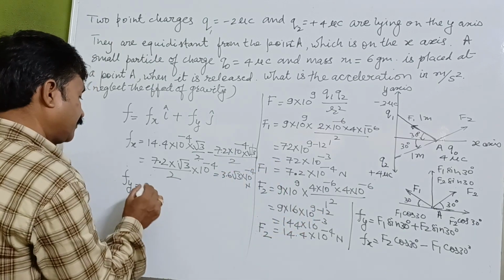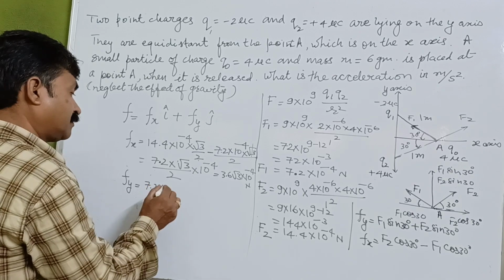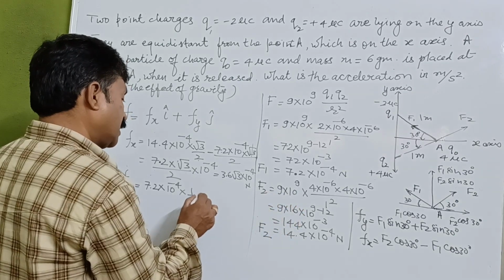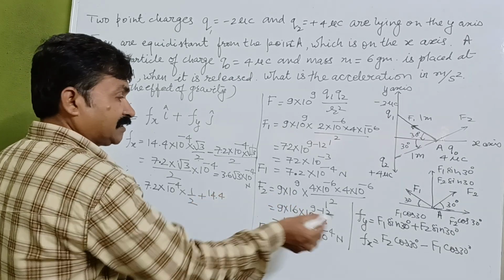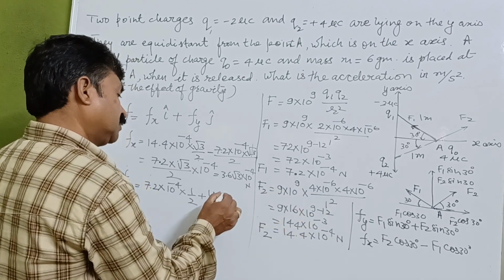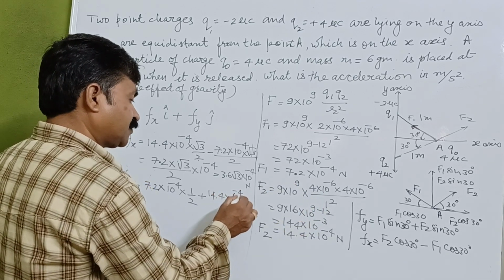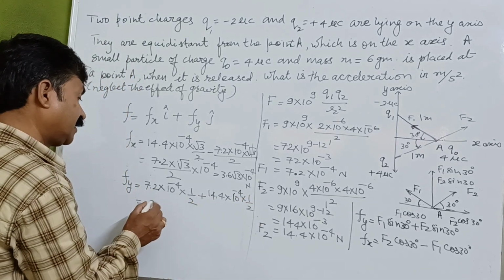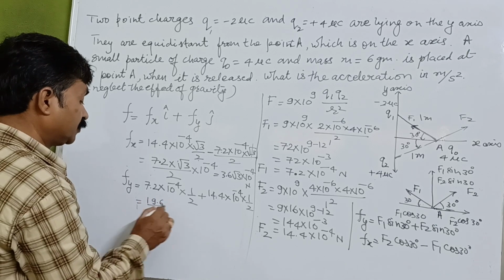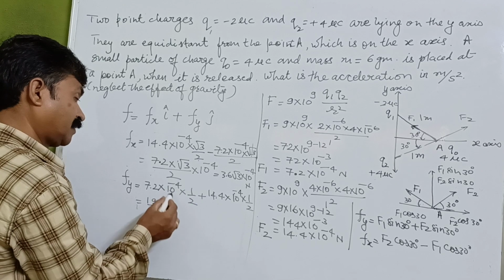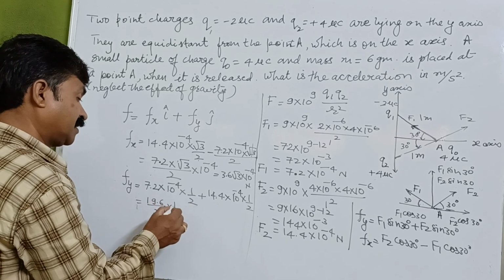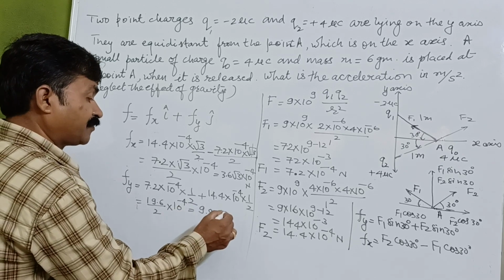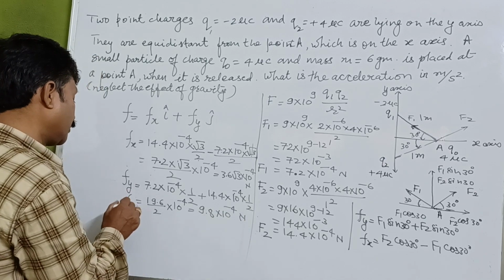Now if we go with Fy, it is F1. We know that the value of F1 is 7.2 into 10 raised to the power minus 4. The value of sin 30 will be 1 by 2, plus the value of F2, 14.4 into 10 raised to the power minus 4, into 1 by 2. So 14.4 and 7.2 will give 19.6 upon 2 into 10 raised to the power minus 4. So finally we have got 9.8 into 10 raised to the power minus 4 Newton. This is the component of y.